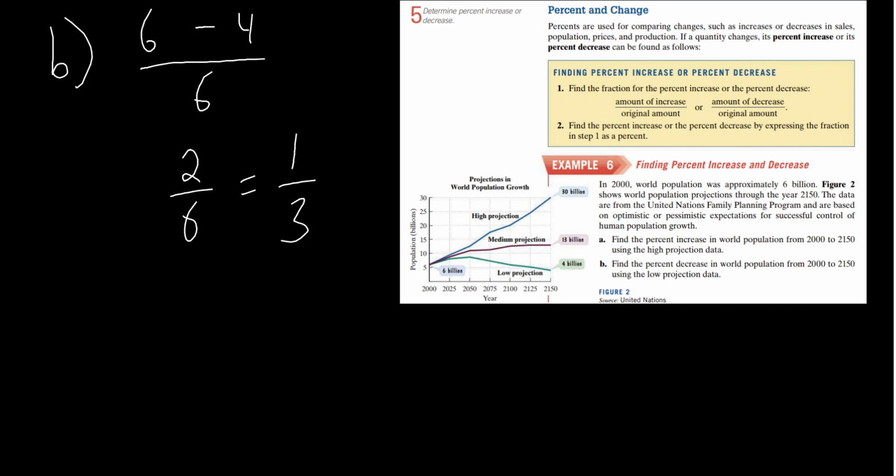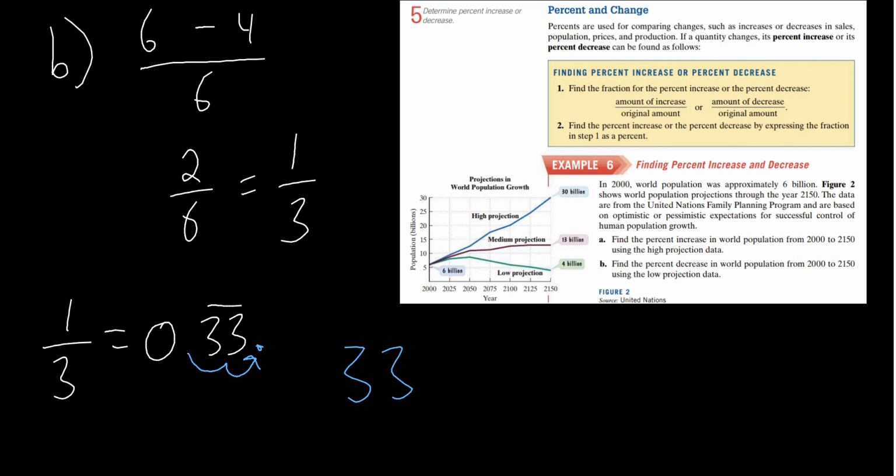Maybe I should do this. And I know 1/3 written in decimal form is 0.33, and just repeating. Well, how do I write that as a percent? I would take the decimal and move over my decimal point right here, and then I would say that I am decreasing over the next 150 years at a rate of 33 1/3%.